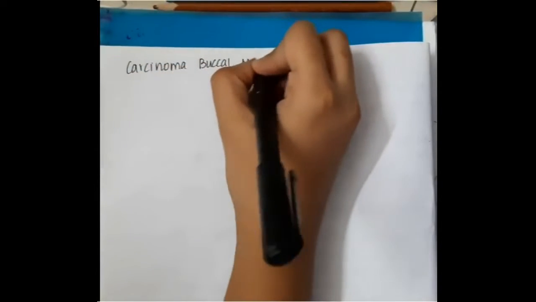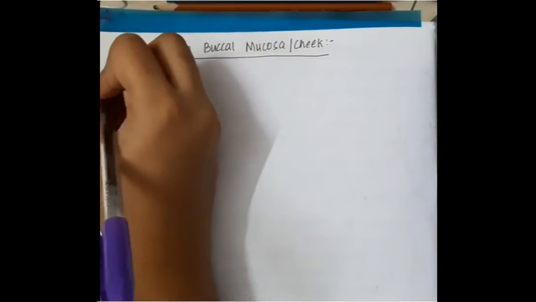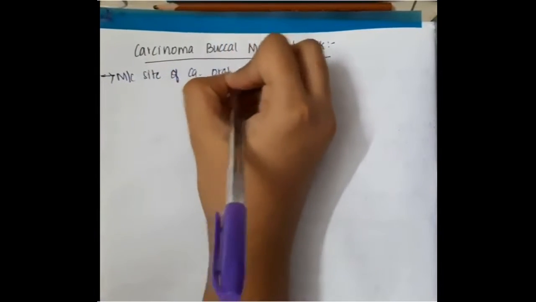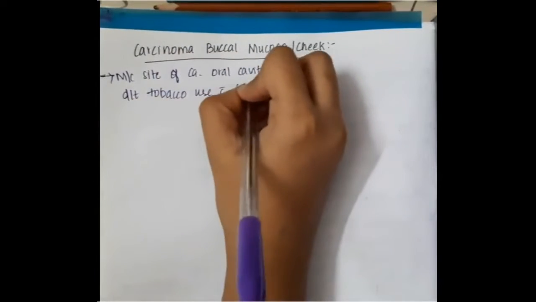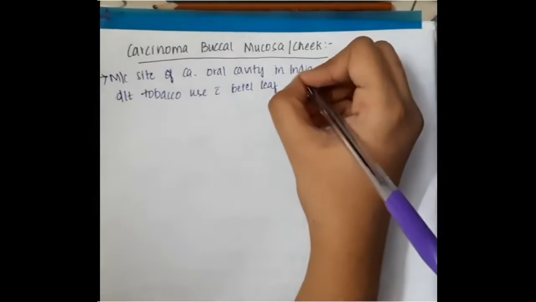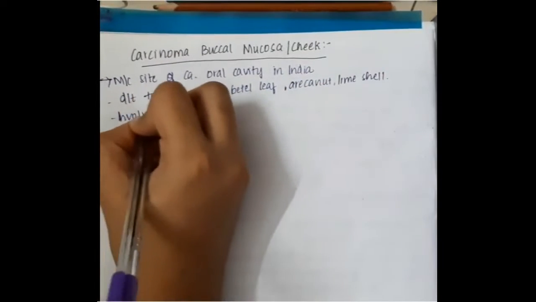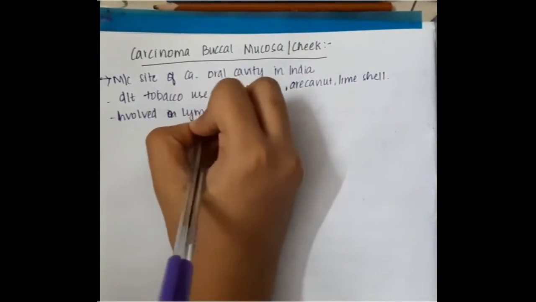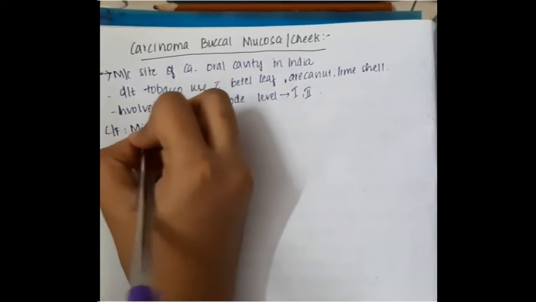Then the next carcinoma which is important is carcinoma buccal cavity, or the cheek. The most common carcinoma of the oral cavity in India is carcinoma of the buccal mucosa or cheek. It occurs due to tobacco use with betel leaf, areca nut or lime. Here the involved lymph nodes are level 1 and level 2.